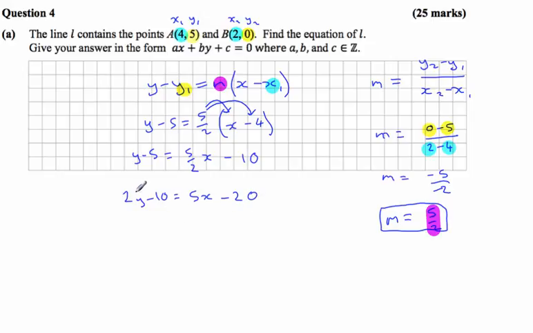Then I'm going to bring the 2y over to this side, and it'll become negative 2y. And I'm going to bring the negative 10 over here, and it'll become positive 10. So when I tidy up, I'm left with 0 on the left, and on the right I'm going to have 5x - 2y - 20 + 10, well that's minus 10, and that's equal to 0. So now we have our answer in the form ax + by + c = 0, and that's the end of part A.